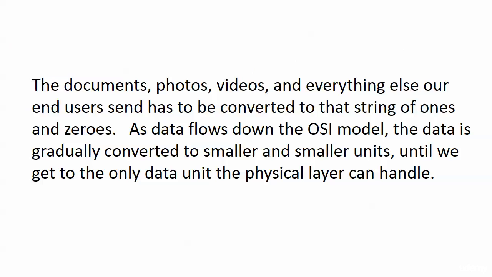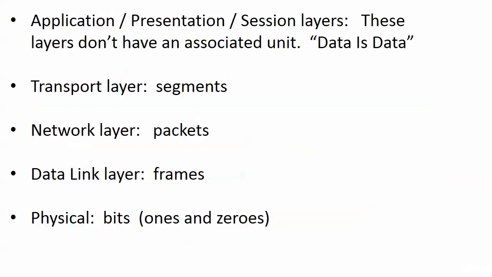And that's a pretty formidable task, and it's going to be done bit by bit by bit. You could say literally, because as data flows down that OSI model, the data is gradually converted to smaller and smaller units until we get to the only data unit the physical layer can handle, ones and zeros, right? So let's talk about that, because this is important for you to recognize on your exam as well. Because if they start talking about segments, packets, frames, or bits, you're expected to know at which OSI layer those are going to be found.